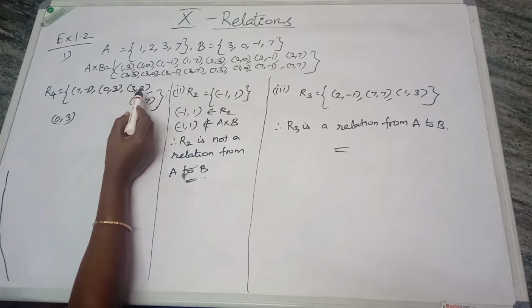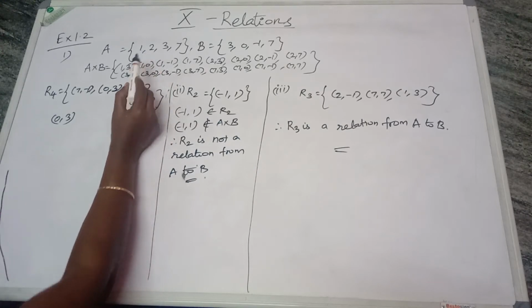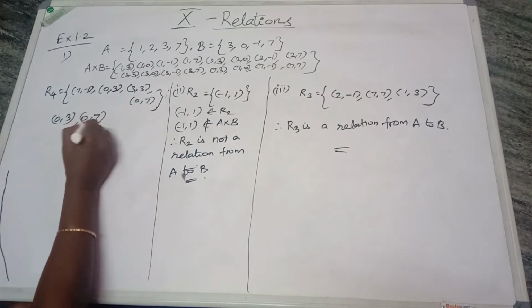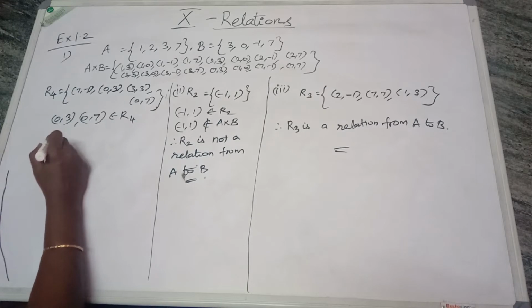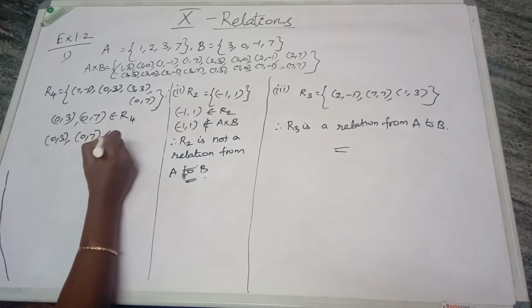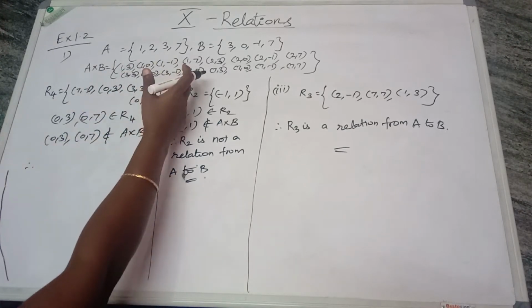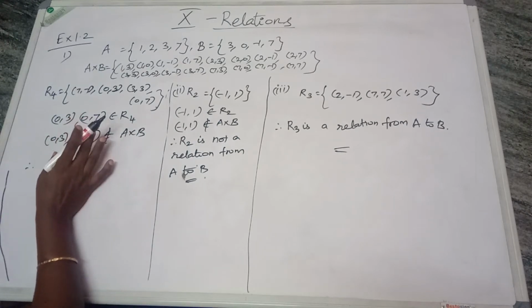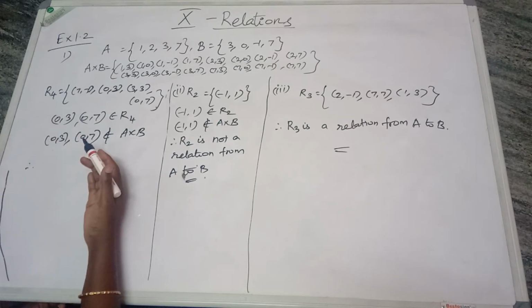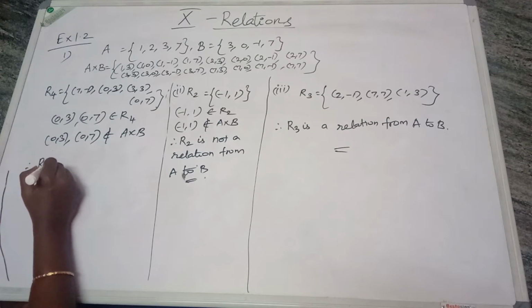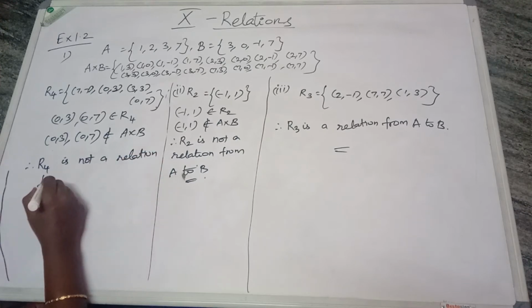So (0, 3) is in R4 but not in A cross B. Then (3, 3) is also here. And (0, 7): there is no 0 in the first set, so (0, 7) is also not in A cross B. So these elements are in R4, but they are not in A cross B. Because every relation must be a subset of A cross B, R4 is not a subset of A cross B. Therefore, R4 is not a relation from A to B.